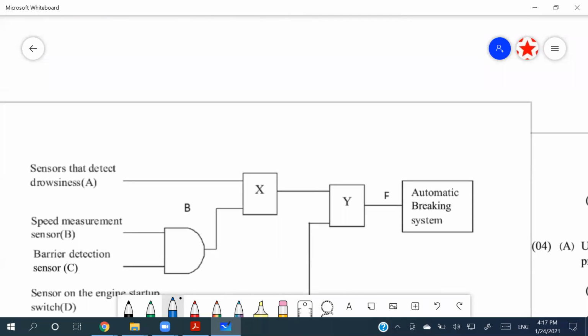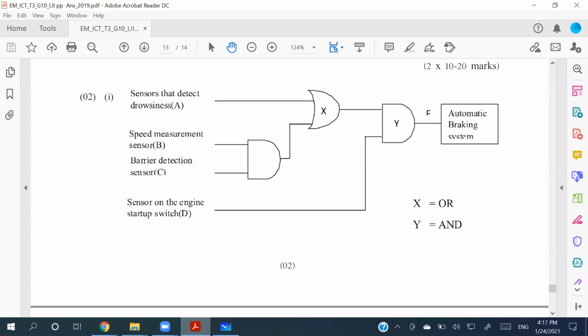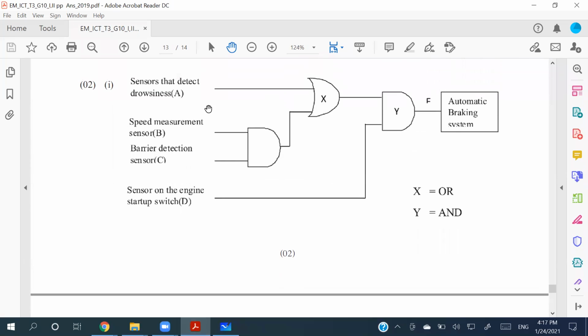right? So I'll put you the marking scheme. Yeah, here what happens. So the sensor detects drowsiness, and the output of this thing, speed measurement and the barrier detection, should happen all together, right? So speed measurement එකයි barrier detection එකයි දෙකම එකට තියෙන්න ඕනේ. So we are using AND because ඒ දෙන්නගෙන් එක්කෙනෙක් dissatisfy වුණොත් we don't need to sense it. We don't need to alarm that thing. Again, if it is less than 30 kilometers, nothing to be worried about.